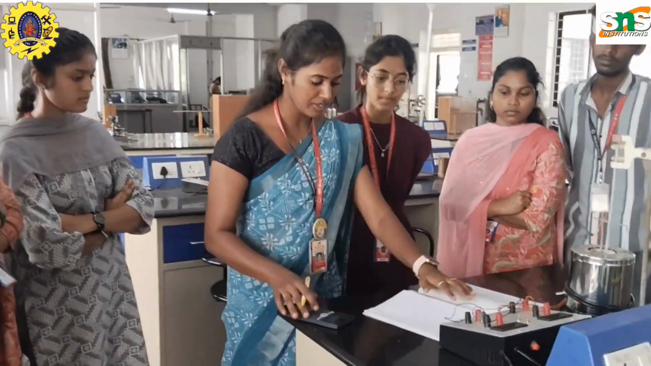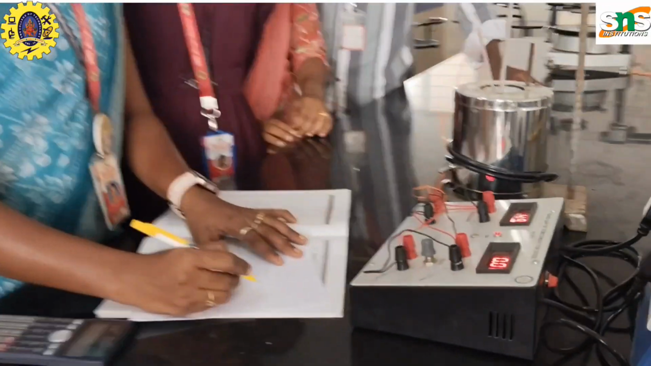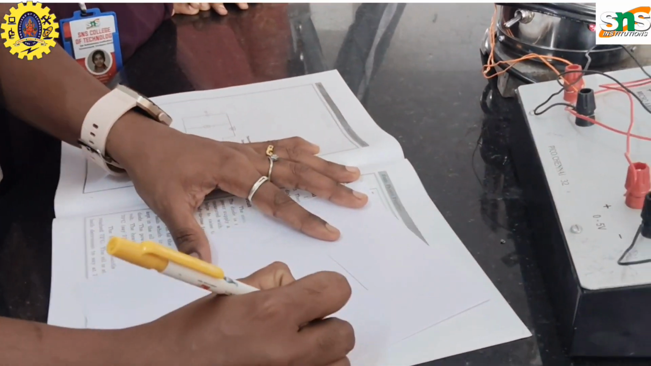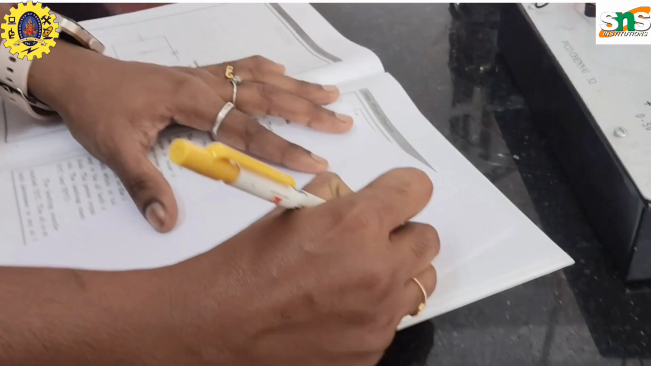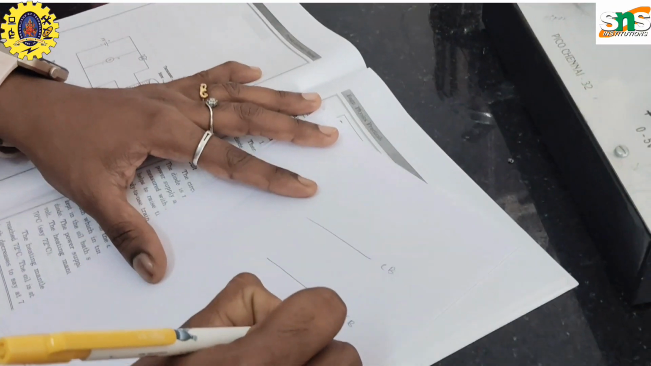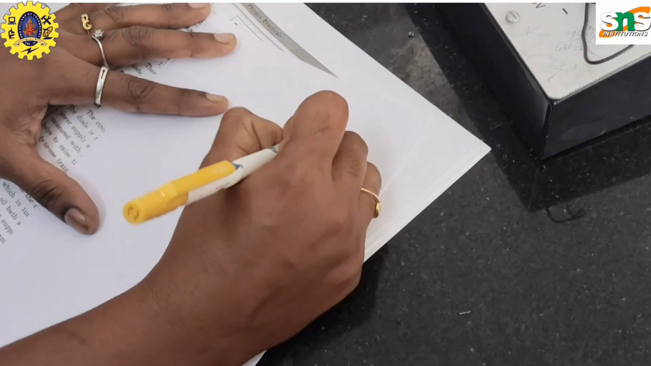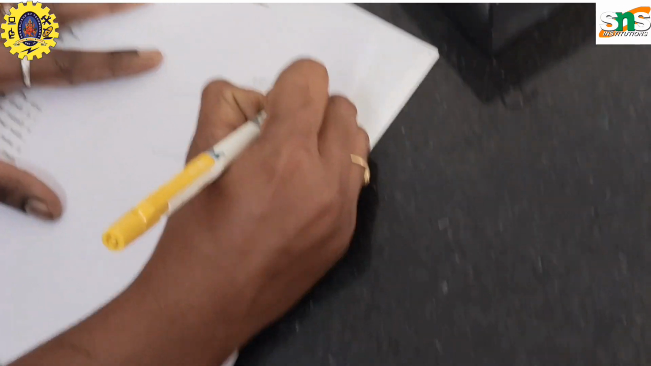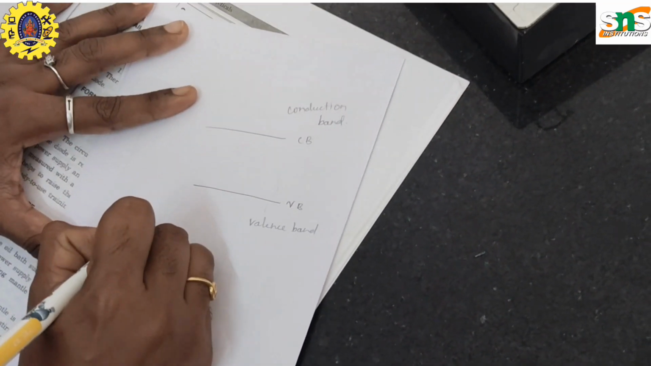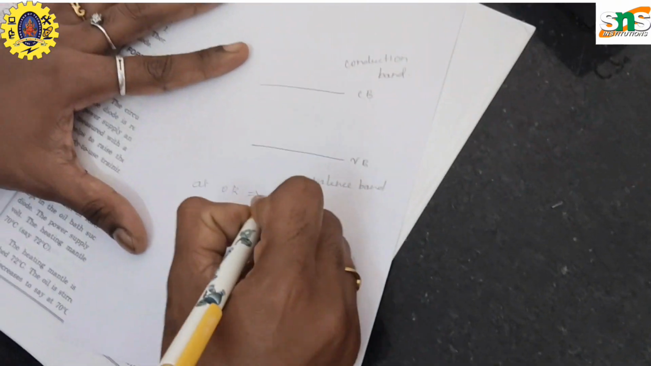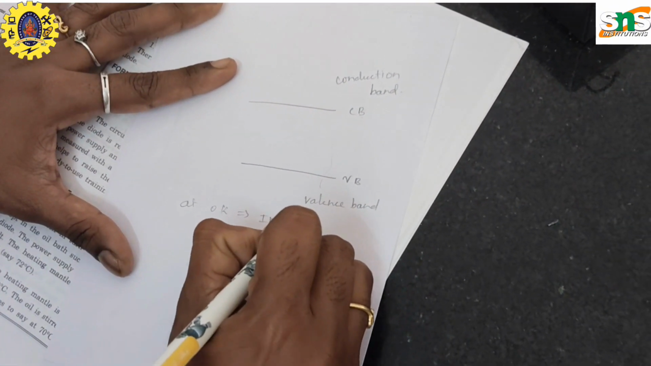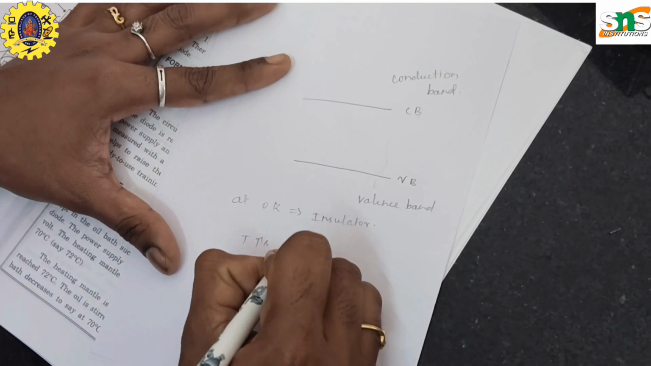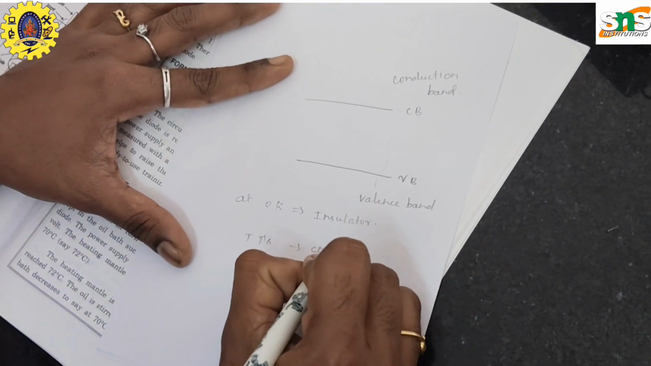Okay, come here. Actually, in semiconductors, we have two energy bands: one is the valence band, another one is the conduction band. At 0 Kelvin, the semiconductor acts as an insulator, right? While increasing temperature, it behaves as a conductor.